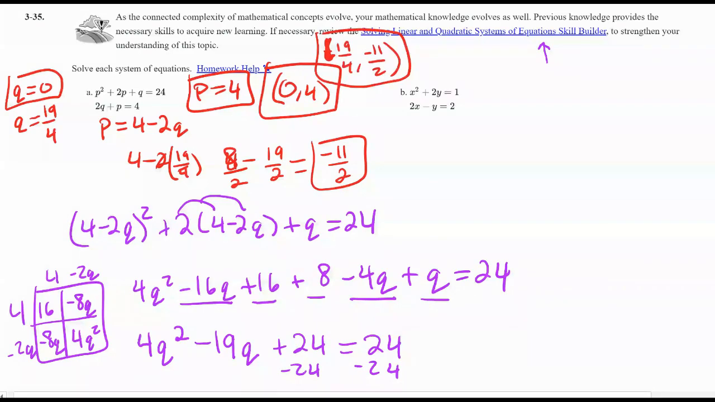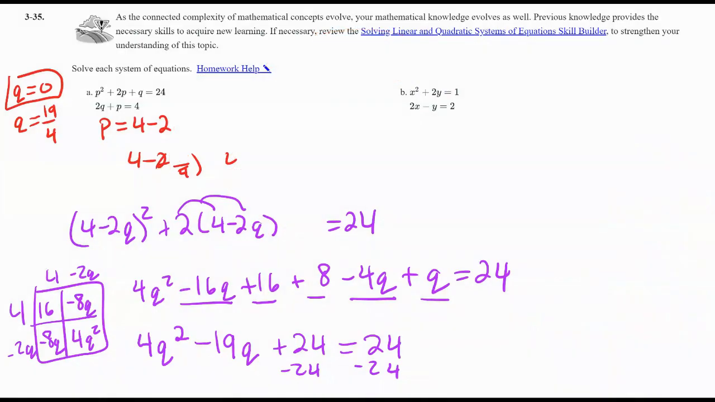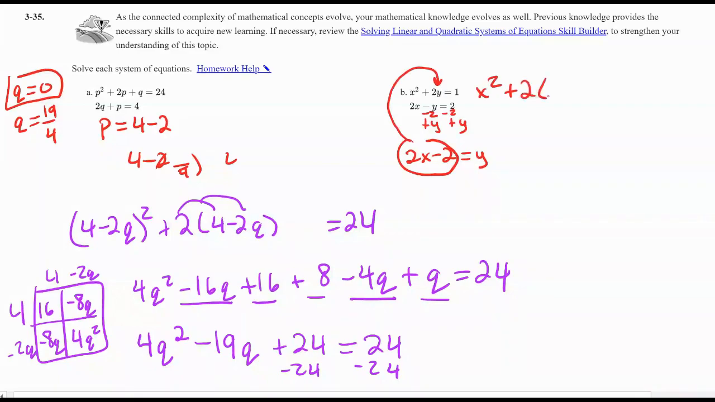All right. So for the second one here, I'm going to solve for y by adding y to both sides and subtracting 2. So I get 2x minus 2 equals y, and now I'm going to plug this into my top equation here. So x squared plus 2 times (2x minus 2) equals 1. I distribute here, and I got x squared plus 4x minus 4.